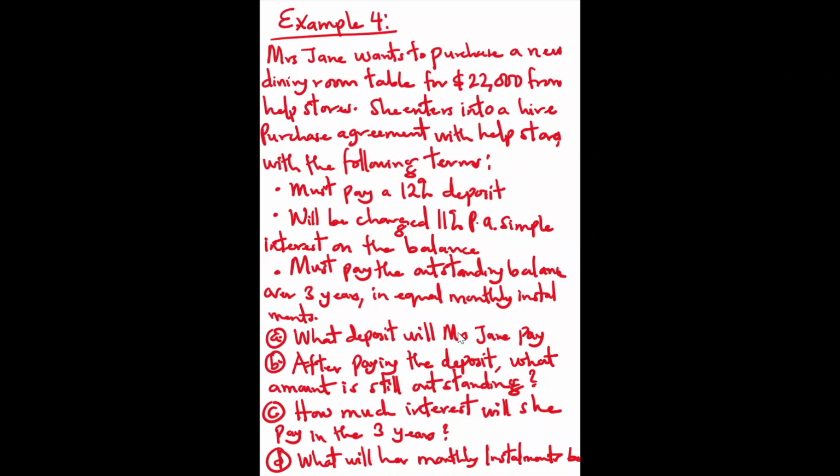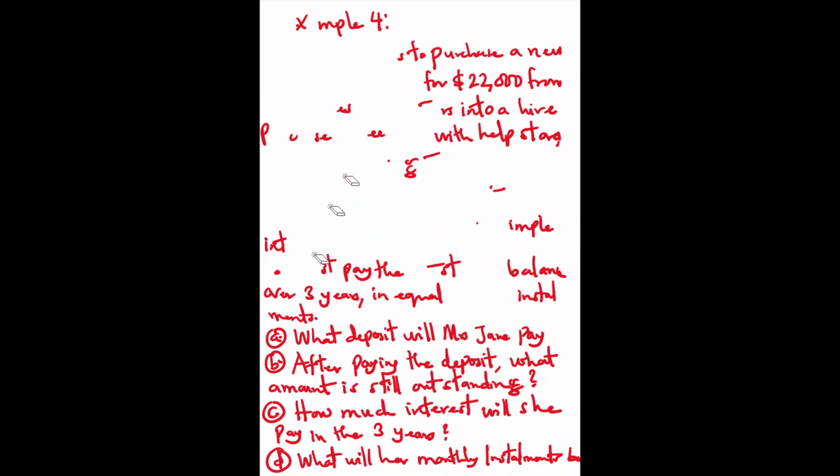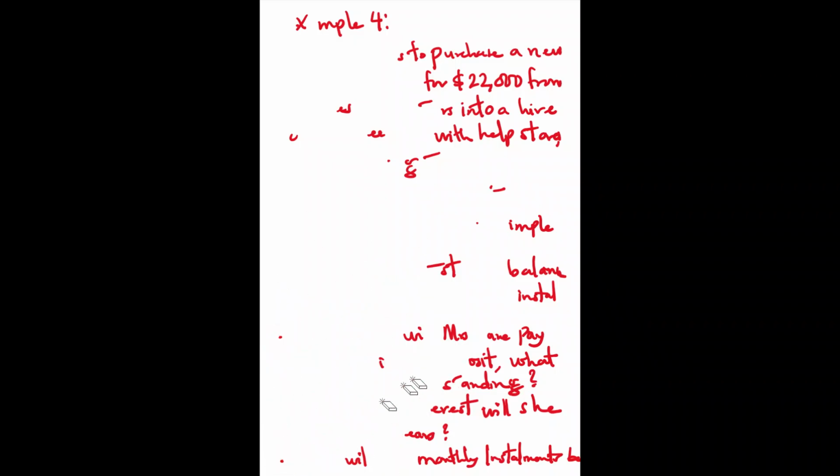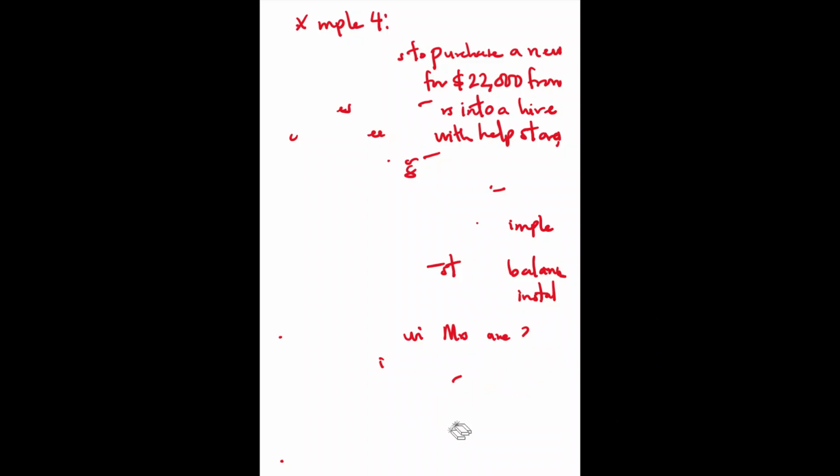installments. So the first question A says, what deposit will Mrs. Jane pay? B, after paying the deposit, what amount is still outstanding? C, how much interest will she pay in the 3 years? D, what will her monthly installment be? And E, the last question, which I don't have, I'm still going to put it up later on. It says, how much did she end up paying for the table? So now I'm going to start with A. What deposit will Mrs. Jane pay? She must pay 12% deposit. So that will be 12% of $22,000.